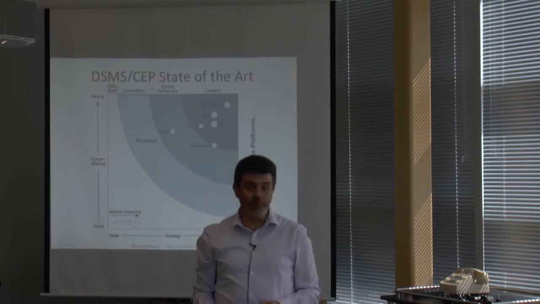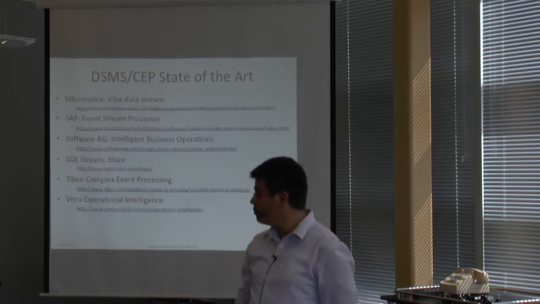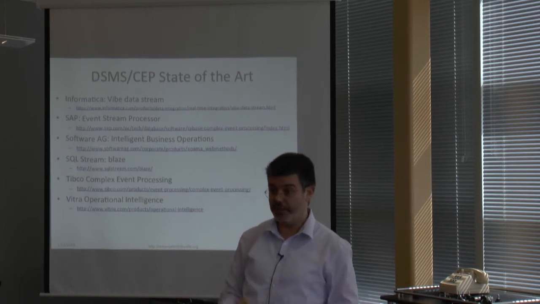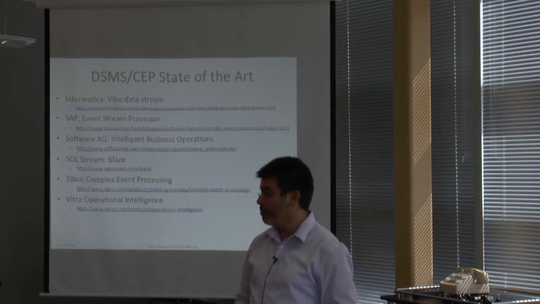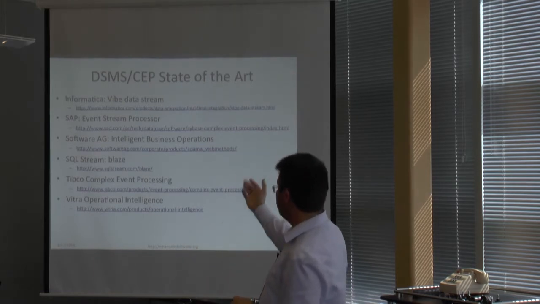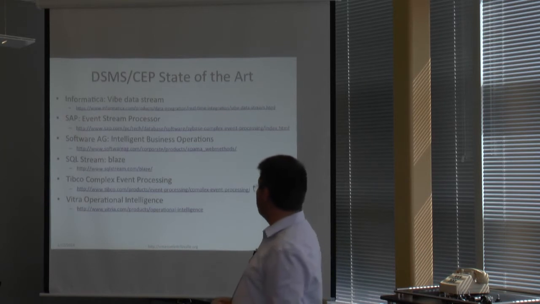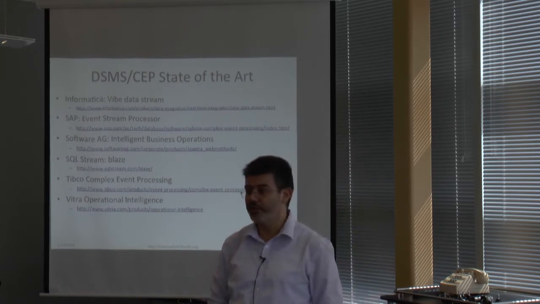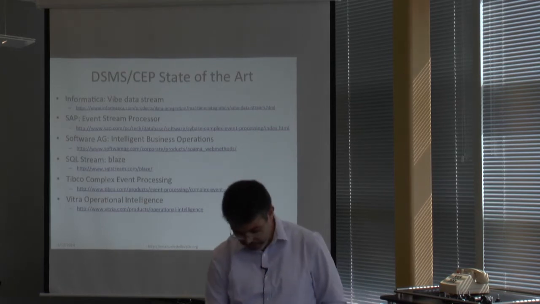I don't want to comment much, but in case you want to go and check out the products, this slide is basically giving you the link that directly goes to the products that are behind that graph. So you see big names, SAP, IBM, and TIBCO, and so forth, right? So, I mean, not the first guys that come.